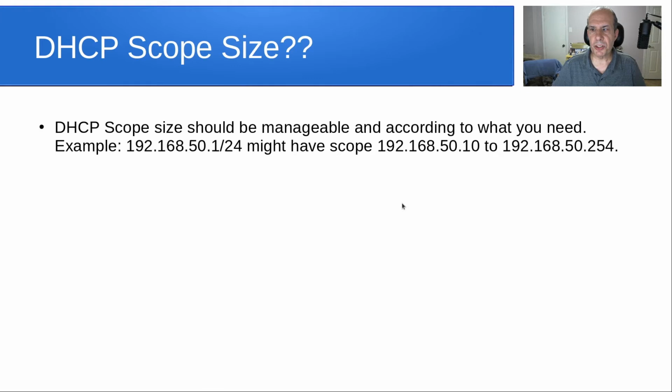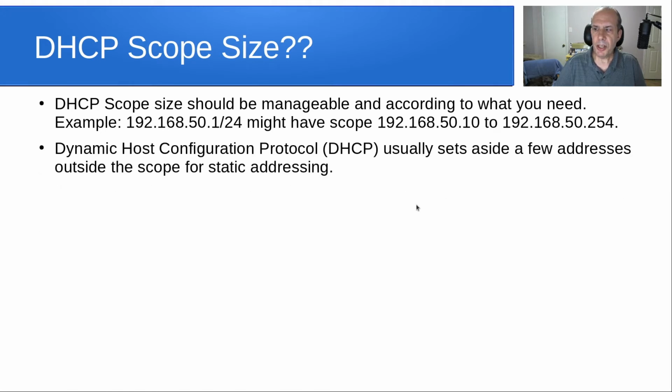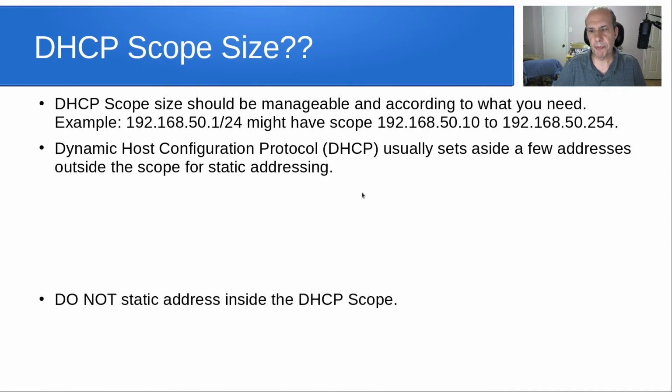So, DHCP scope size. The scope size should be manageable and according to what you need. As an example, 50.1/24 might have a scope of, as you saw on my last page, from 6 on up to 254. Here I give an example from 10 up to 254. If it's from 10 to 254, that means the static addresses could potentially be numbers less than 10. So DHCP usually sets aside a few addresses outside the scope for static addressing. That's what we've been talking about here.